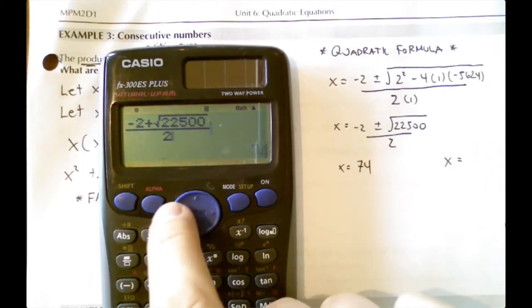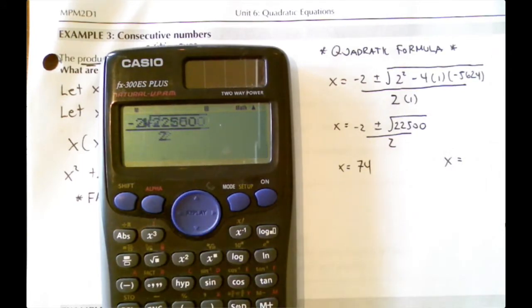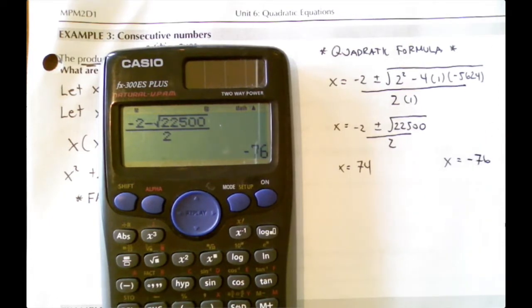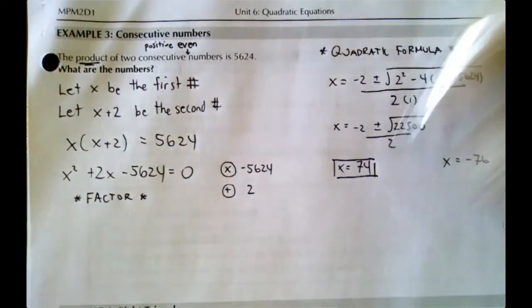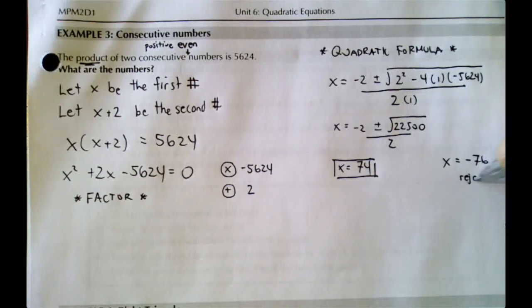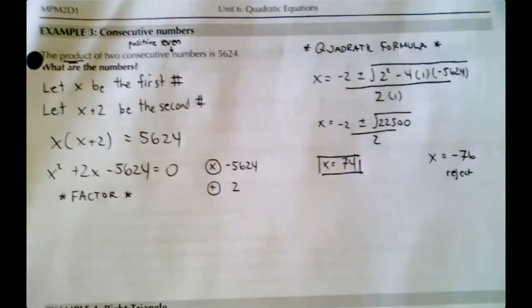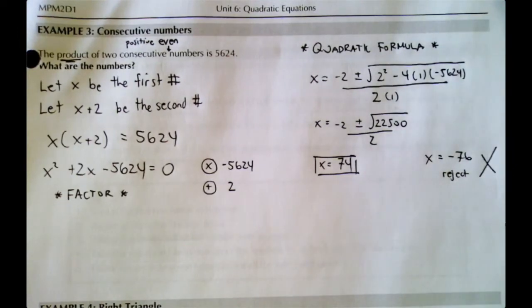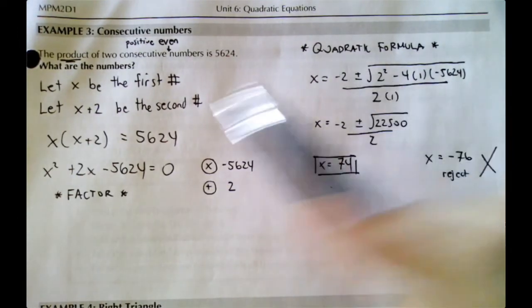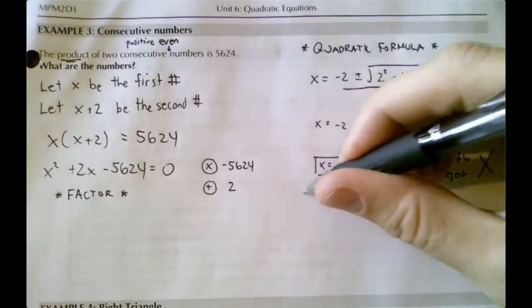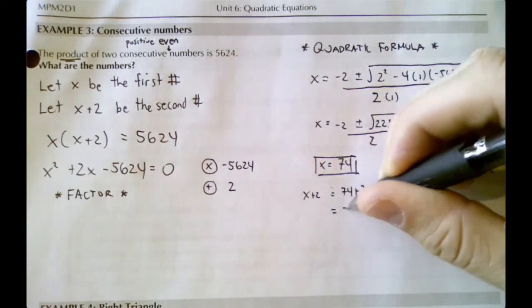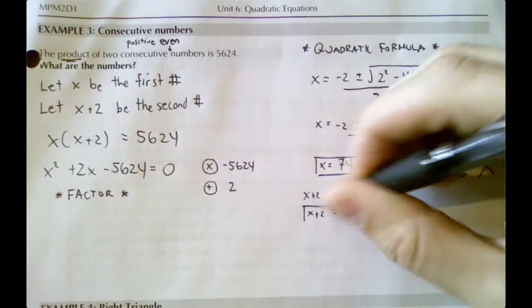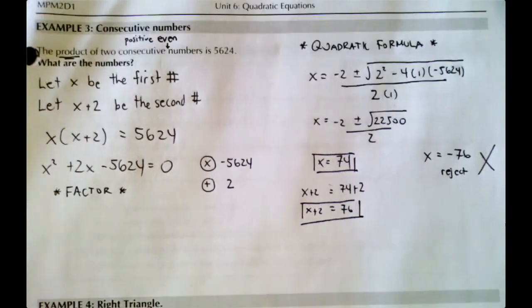And if we use the negative, we get negative 76. Since the question wants only positive integers, we know that this is our answer, and we can reject our negative answer. So 74 is x. X is the first number. So our second number would be 74 plus 2, which is 76. And those are our two numbers.